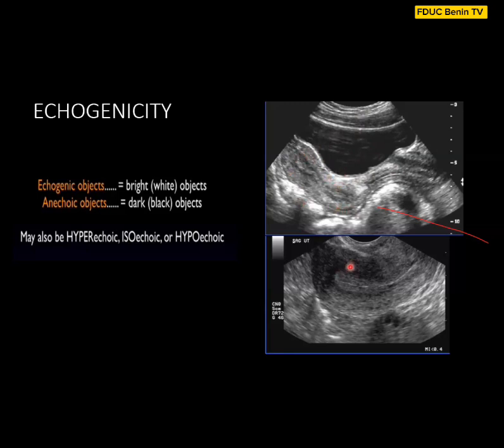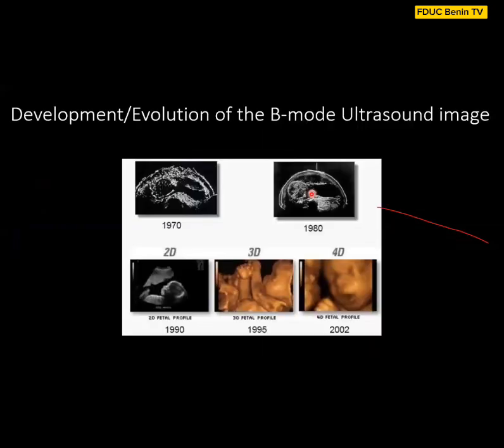So we have different echoes. We have bright, which is echogenic, and we have the anechoic, and in between we have the hypoechoic.